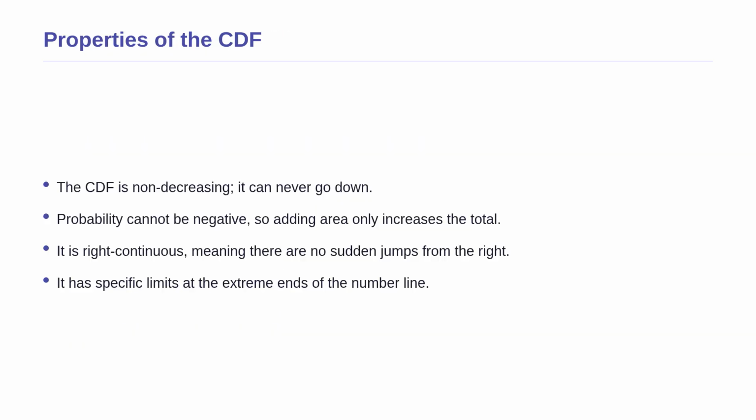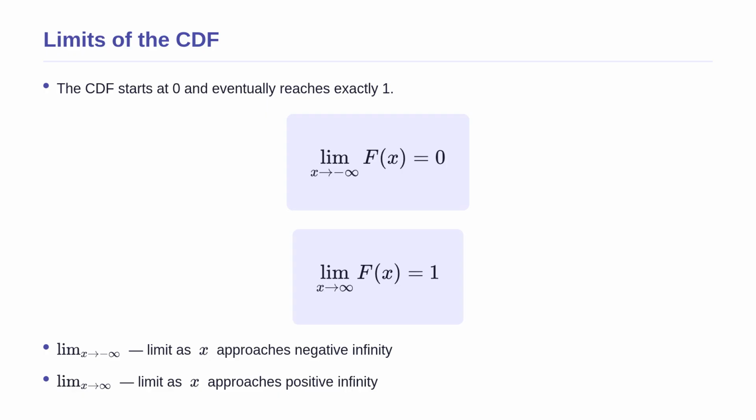Because the cumulative distribution function represents a running total of probability, it has several strict rules it must follow. First, it is non-decreasing. Because probability cannot be negative, adding more area as we move to the right can only make the total stay the same or go up. It can never go down. Second, it is right continuous, meaning there are no sudden jumps or breaks when approaching a point from the right side. Finally, it has specific limits at the extreme ends of the number line, which dictate how the accumulation begins and ends. Let us look closely at those extreme limits.